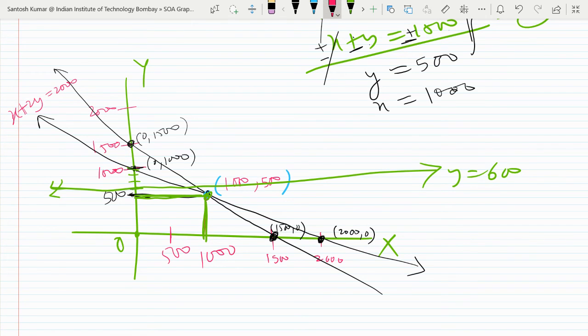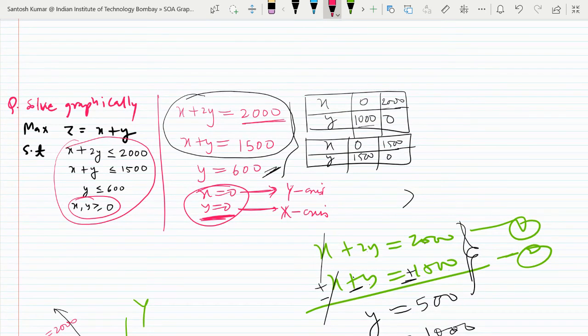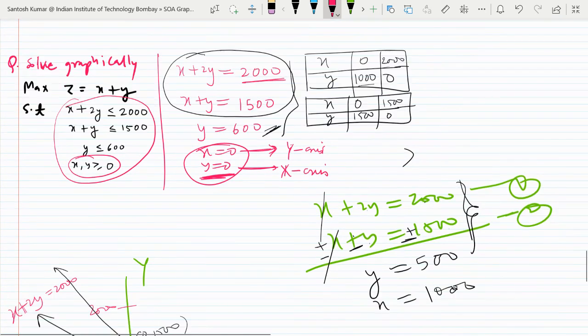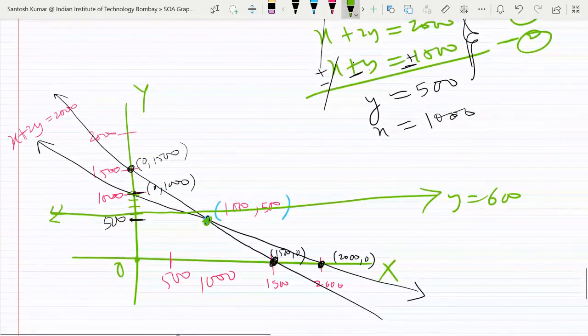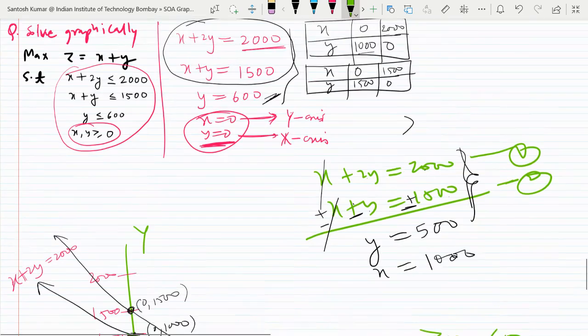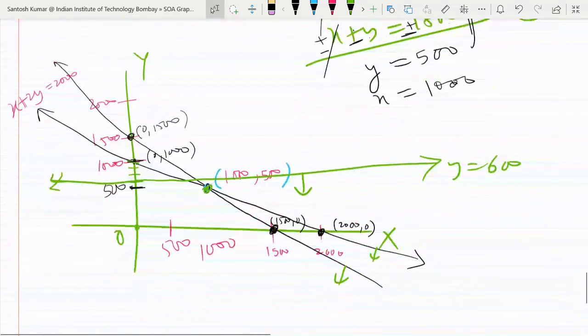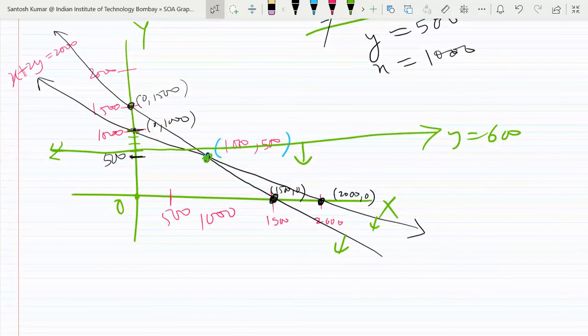I have to decide the common solution region. So let me remove this now. Common solution region: both had less than or equal to, so it will be downward. y is less than 600, all are less than or equal to, downward. So the solution for this will be the lower part, for this also the lower part, for this also the lower part. Why the lower part? Because it's less than or equal to. You may take any testing point and test whether it is lower or upper. Anyone will work. So what is the common solution region?